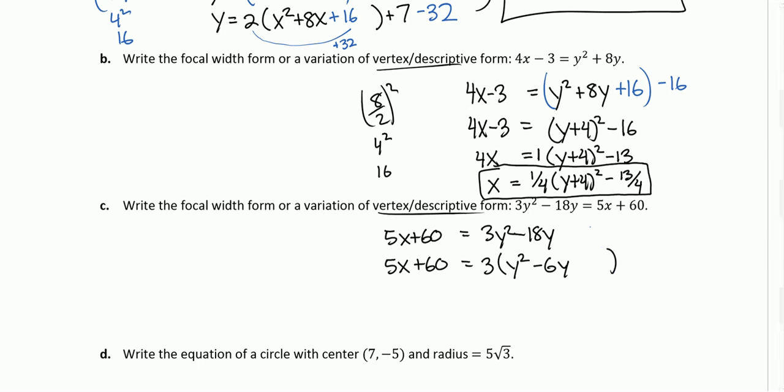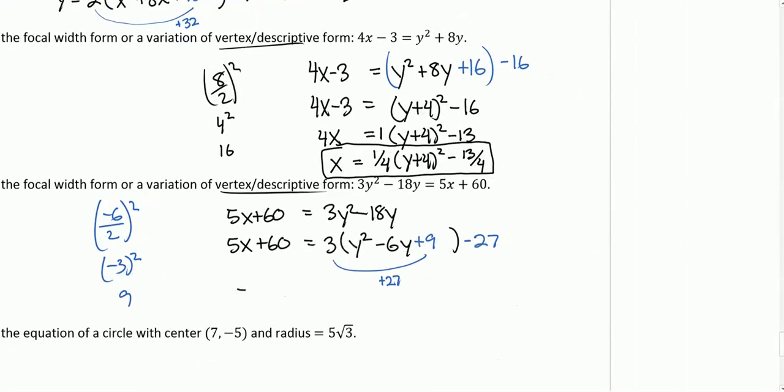Leave a little room to complete the square. Take negative 6, cut it in half, and square it, which is 9. So I want to add 9 here, which is really adding 27. So I need to compensate by subtracting 27. Factor this. We still have 5x plus 60, equal now to 3 times y minus 3 times y minus 3, minus 27.